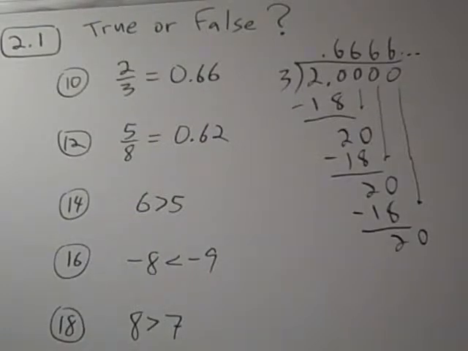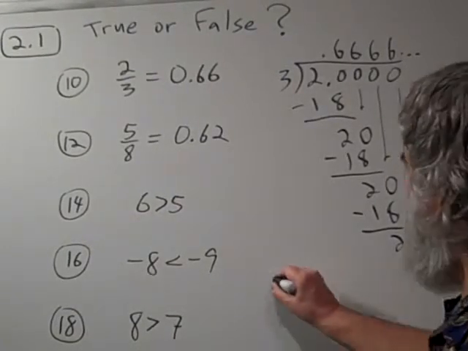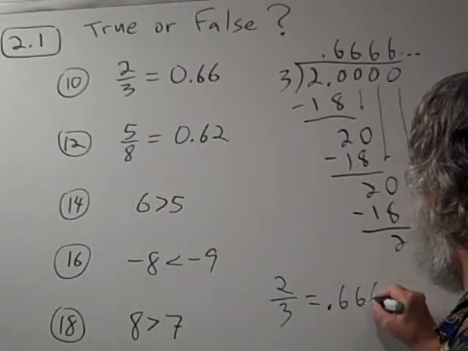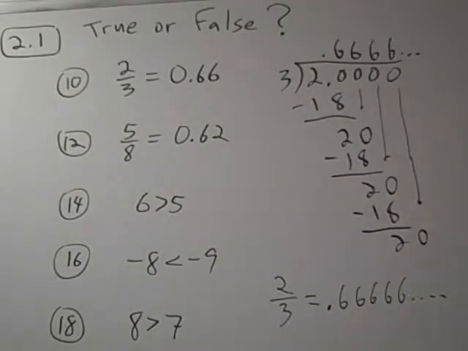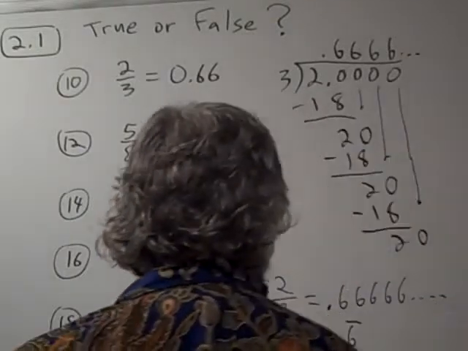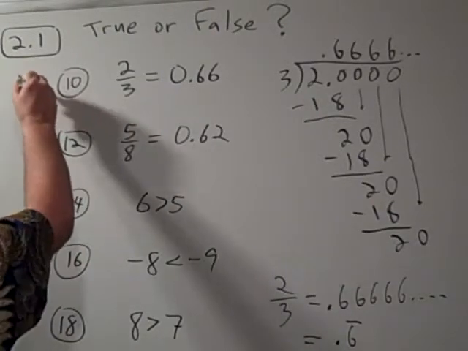So what this means is that 2/3 is equal to 0.66666, and the 6's keep going forever. You can say it like this with the 3 dots, or 0.6 with a bar over it to indicate that the 6 keeps repeating. 0.6666666, going on forever. So 2/3 does not equal 0.66. So this is false.